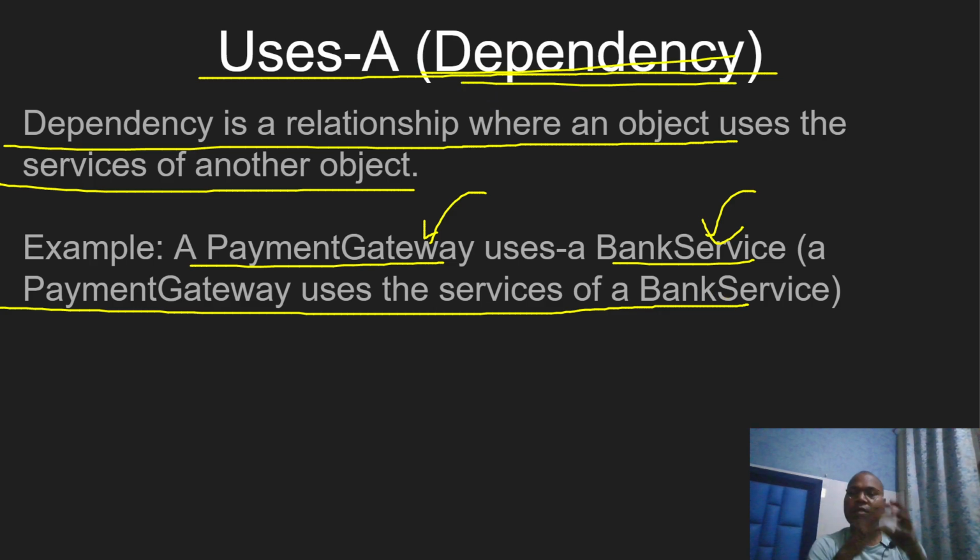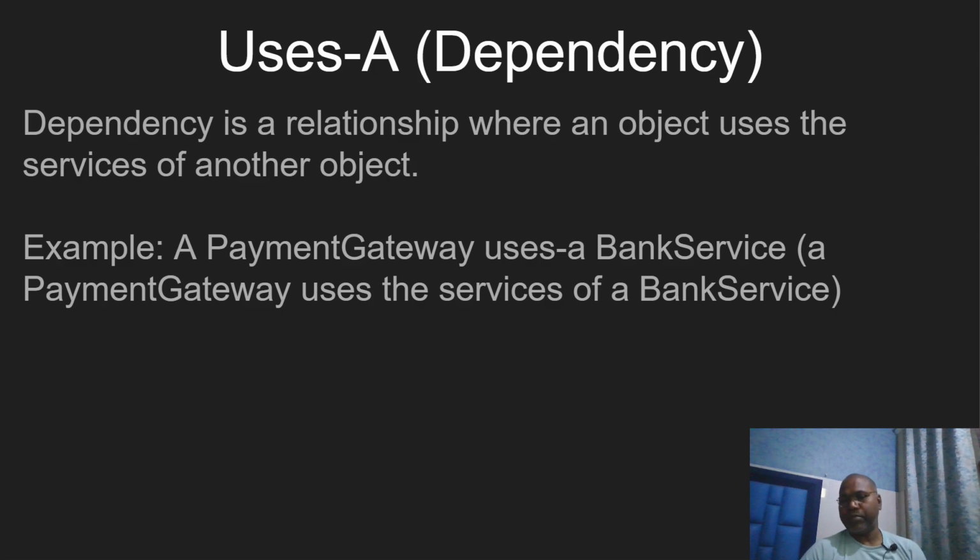A dependency is like one module, one system, going to depend on another system, and that is what they are going to use. Like, this payment gateway is going to use a particular third-party service. So sometimes we are going to use this uses relationship as well.